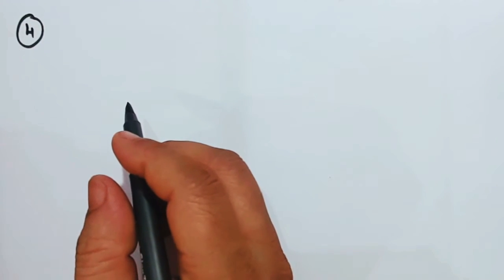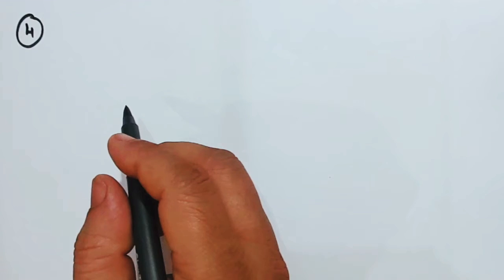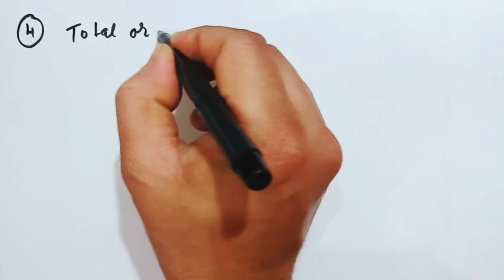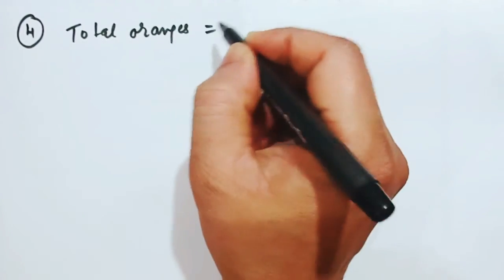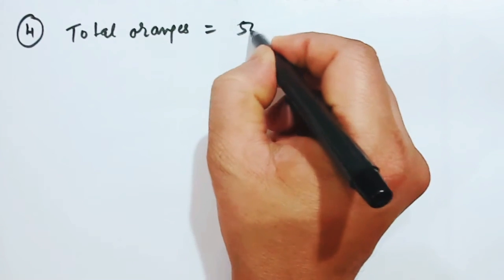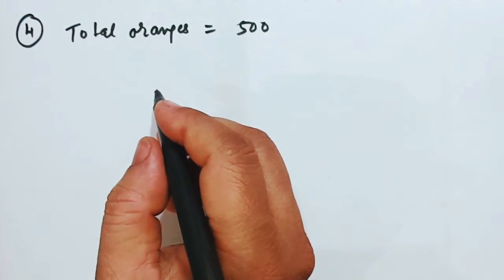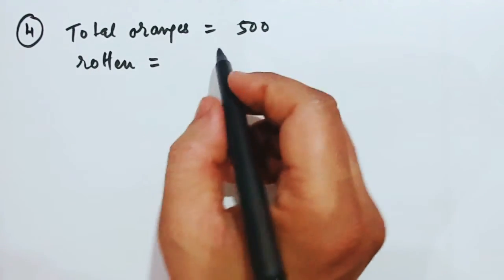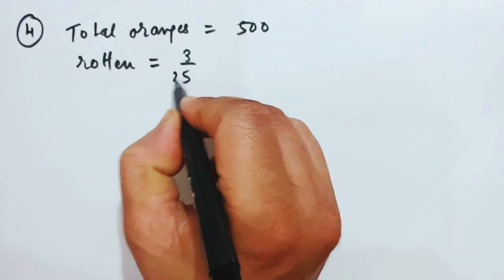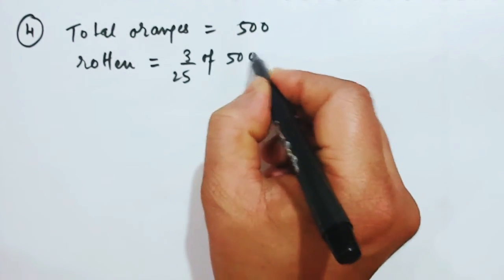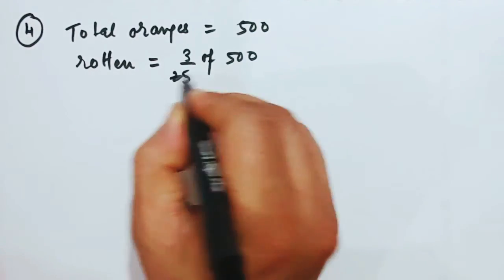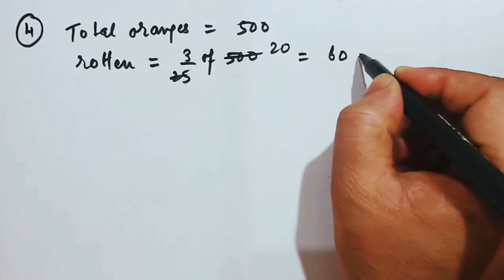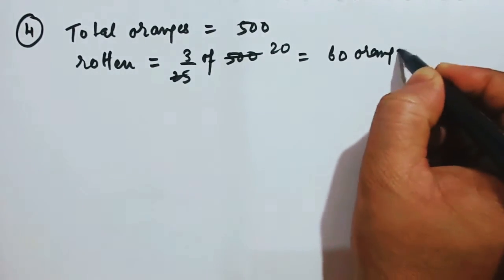Number 4. Out of 500 oranges in a box, 3 by 25 are rotten. So total oranges given is how much? Total oranges is equal to 500 in a box, and rotten is equal to how much? So my dear, rotten is equal to 3 by 25 of the total number of oranges. So 25 how many times? 25 twos are 50, so 60 oranges were rotten.